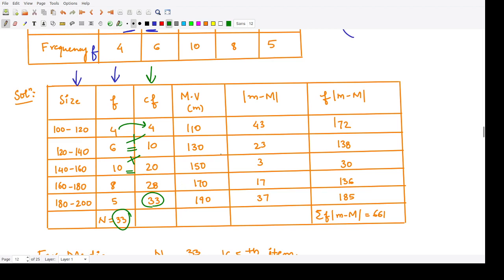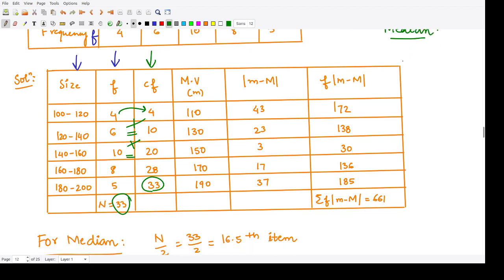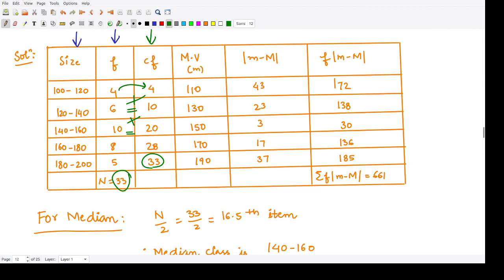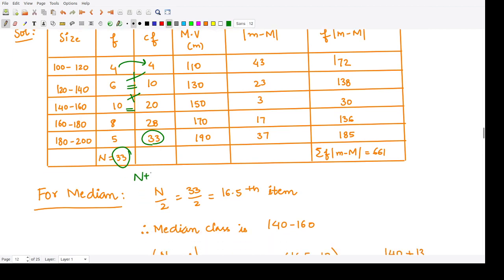Then we will calculate the median. How do you calculate the median? To calculate median, because this is 33, we will go for the (n plus 1) divided by 2 th term, right? So our n is 33, 33 plus 1 divided by 2, that means 34 by 2, that is the 17th term. So what is the value for this 17th item? You will go and look for this value in the CF column. So it will come after 10 here, somewhere here. So your median class is this one. This is the median class.